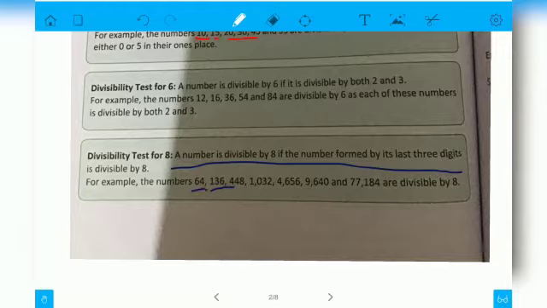For example, the numbers 64 and 136. 64 is divisible by 8. You can see that 8 8s are 64. 136 is also divisible by 8. Then 448, and for a 4 digit number you have to take 032, the last 3 digits. So 032 you can write as 32. 32 is divisible by 8, 4 times. So like this, these numbers are also divisible by 8. So this is the property for the divisibility test for 8.